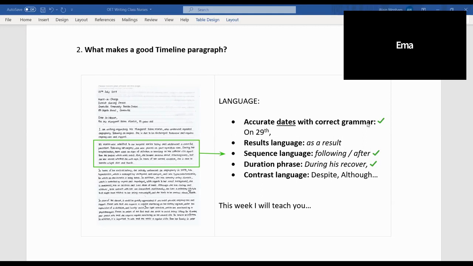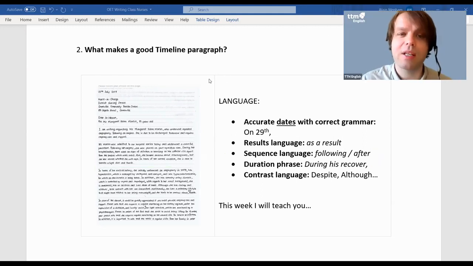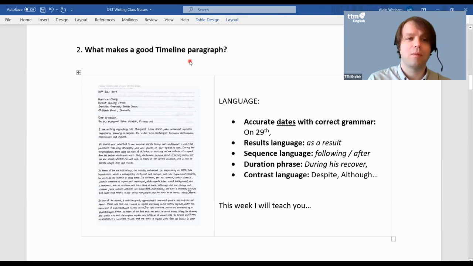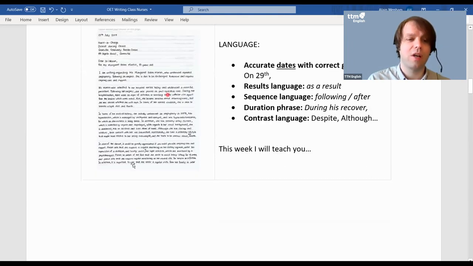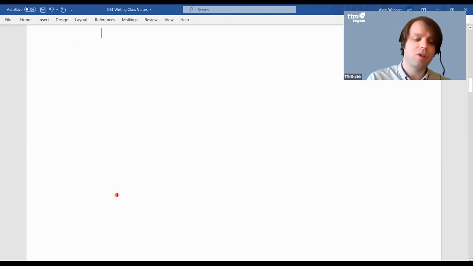Contrast, okay. It's kind of like grammar today, right? But it's all OET, just OET focus, all right? So we're going to start off with dates, then we'll talk about sequence language, then we'll talk about duration phrases. Now, let's talk about dates then.